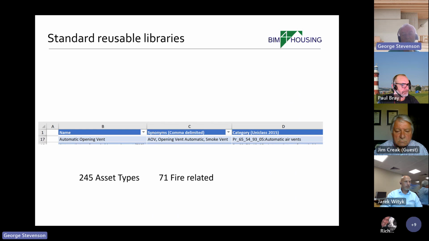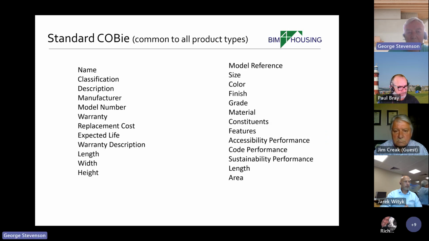And we identified that 71 of the asset types that we compiled were fire related, and 152 covered safety more widely. Just to put some substance behind the data, you might hear us talk about COBie data, which is the international standard for handover information. The majority of people are just looking at what we call standard COBie data. This is a common way of any product or any material being described. So these are the standards.